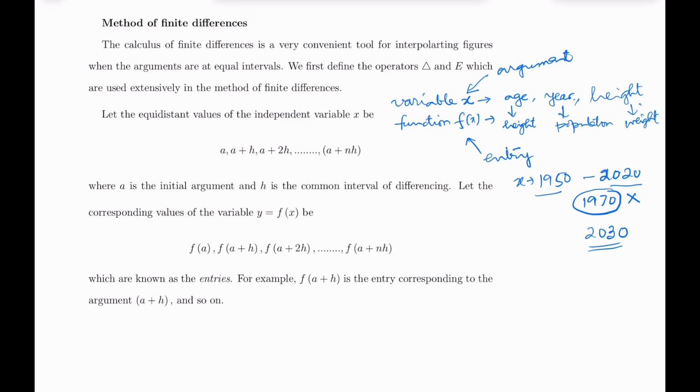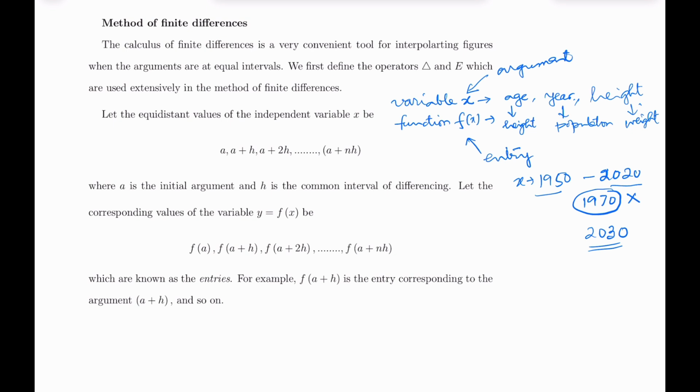So this must be clear now. So the method of finite differences is a very convenient tool for interpolating figures when the arguments are at equal interval. If the arguments are at equal intervals, then the method of finite differences is a very convenient tool for interpolating the data.